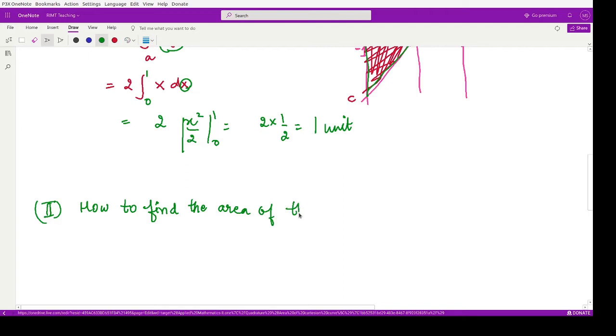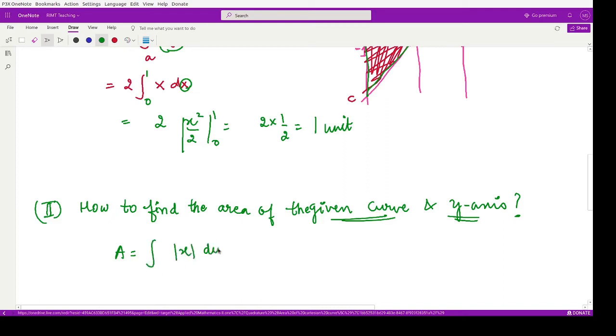of the given curve and the y-axis, the region which is bounded by the curve and the y-axis. So its area is simply calculated by taking the value of x here, and we'll take the limits of y. These are the limits of y. Say y varies from point C to the point D, right?